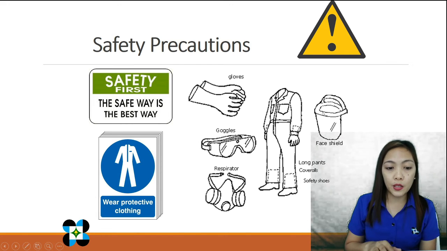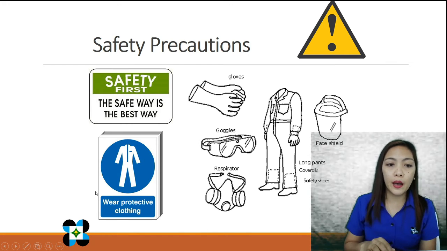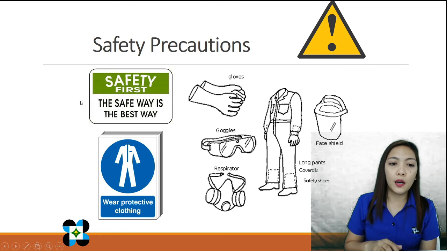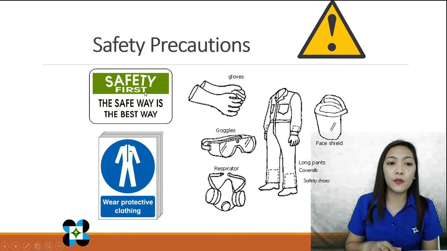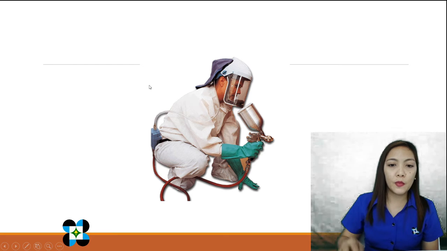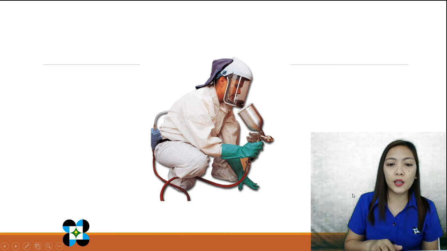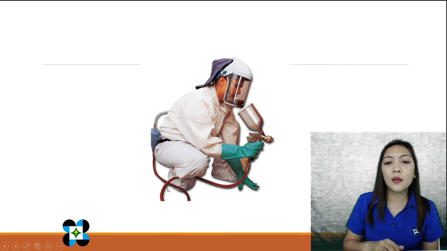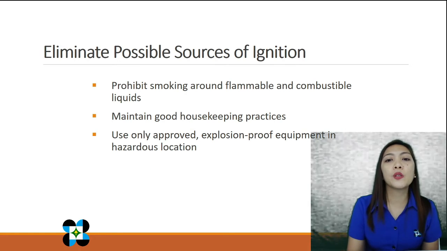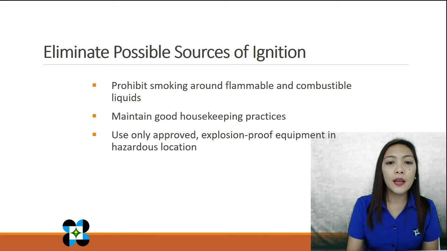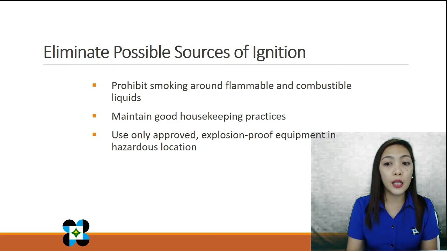Goggles and face shield. And dun sa finishing area, dapat meron tayong mga signages na magre-remind to ensure yung safety while applying finish. So, the ideal, ito yung tinatawag natin full bottle gear sa pag-apply ng finish. Also, we have to eliminate the possible sources of ignition. Number 1, kailangan hindi tayo mag-smoke around flammable and combustible liquids, especially near dun sa mga tinners.